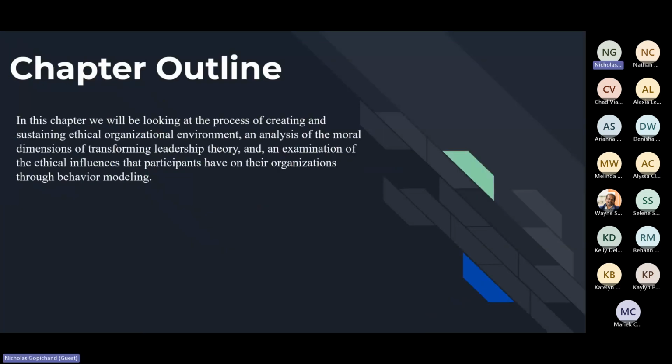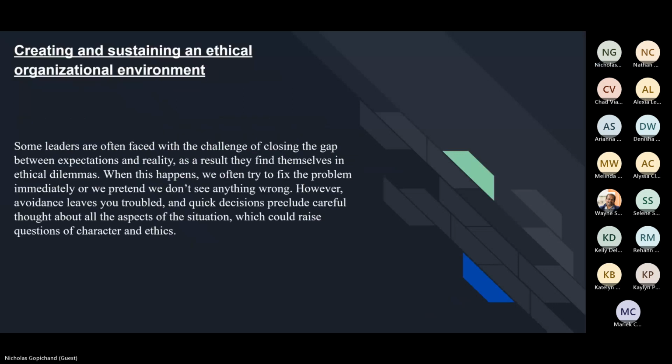In this chapter of Leading with Integrity and Moral Purpose, we are looking at the process of creating and sustaining an ethical organizational environment, analyzing the moral dimensions of transforming leadership, as well as an examination of the ethical influences that you can have on your organization through behavior. Creating and sustaining an ethical organizational environment.